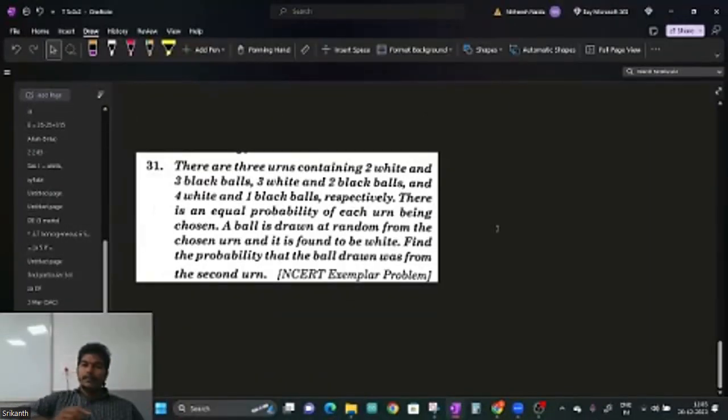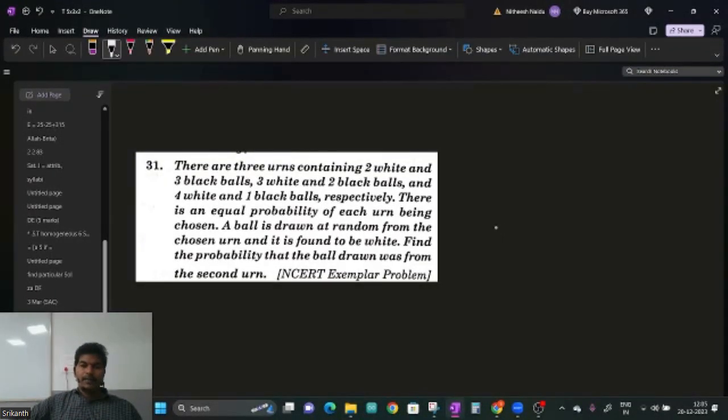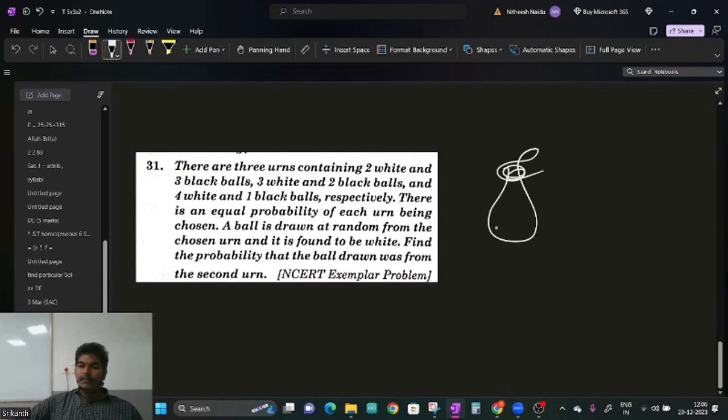So there are 3 arms containing 2 white and 3 black balls, 3 white and 2 black balls, and 4 white and 1 black ball respectively. There is an equal probability of each arm being chosen. A ball is drawn at random from the chosen arm and it is found to be white. Find the probability that the ball drawn was from the second arm. Okay, so how many arms are there? 3 arms. Write down arm 1.